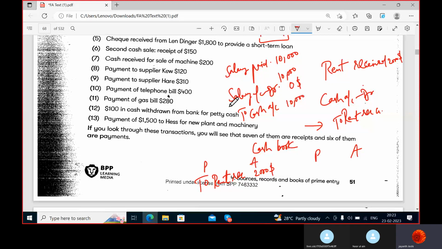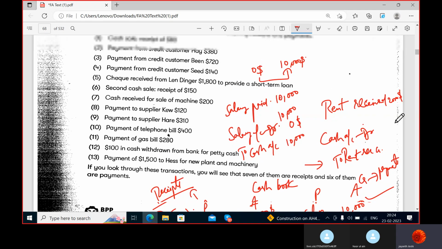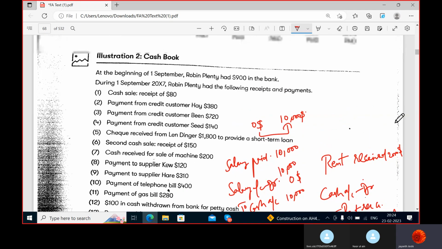Secondly, in the case of salary, my cash is decreasing, so I will write in credit. So I write salary, a decrease in cash. So 10,000. My cash has decreased because I paid salary of 10,000, and my cash has increased because I received rent of 2,000. Very simple. So the debit side always shows receipts, and the credit side always shows payments. That's it. Now the same concept you have to apply while doing a cash book.